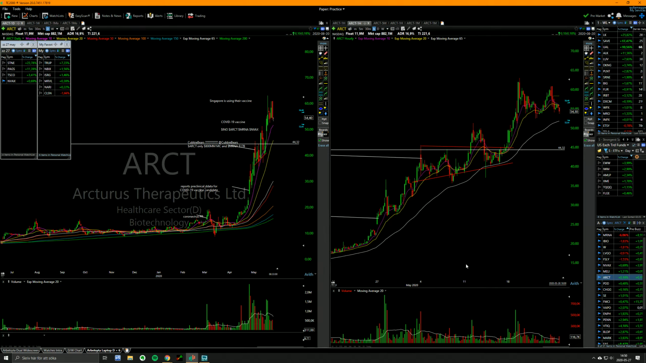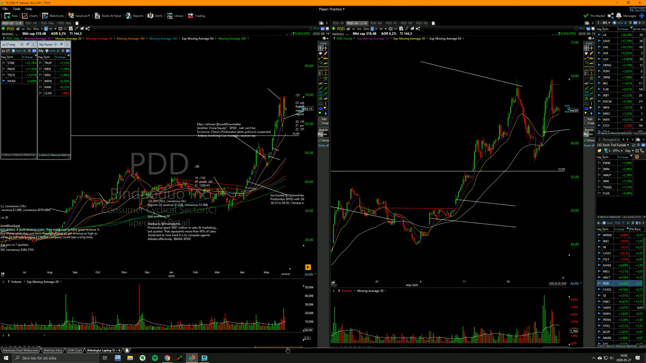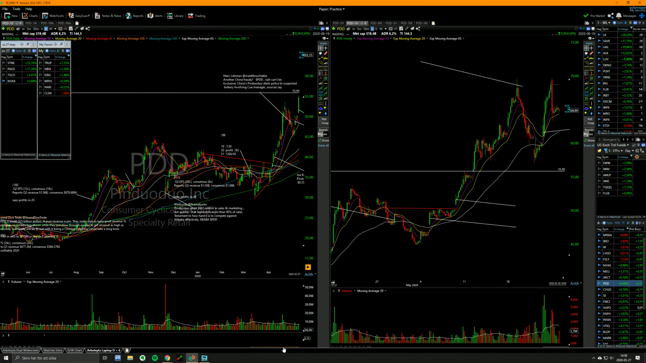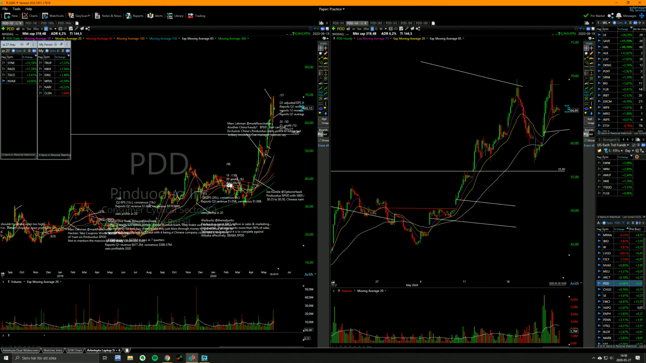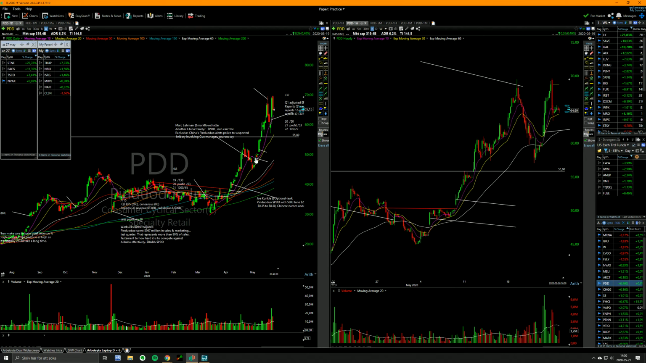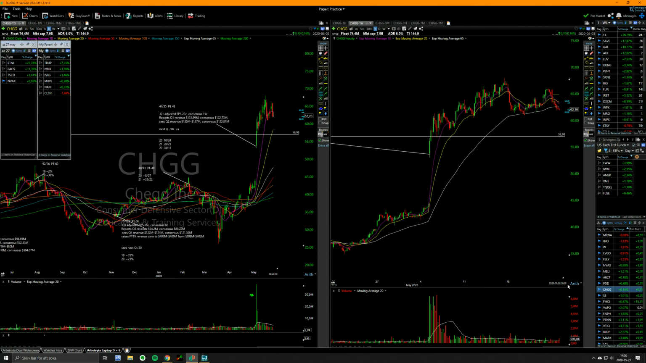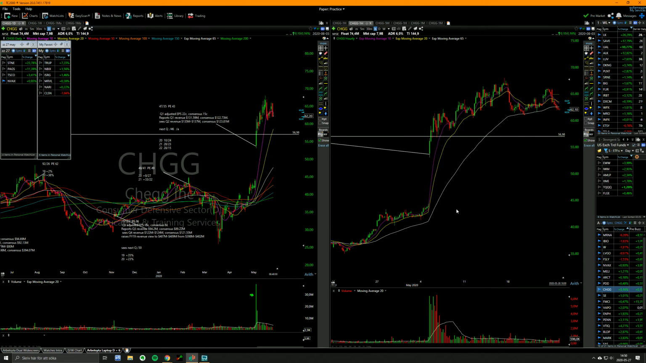This is another type of setup, like high tide flags. PDD, also another high tide flag I bought here. It's a China growth stock, very good earnings numbers. I didn't buy it on the earnings report, but I did buy it when it bounced off the rising 20-day after coming out of a long range, and had a clean breakout here, and it's straight up since.